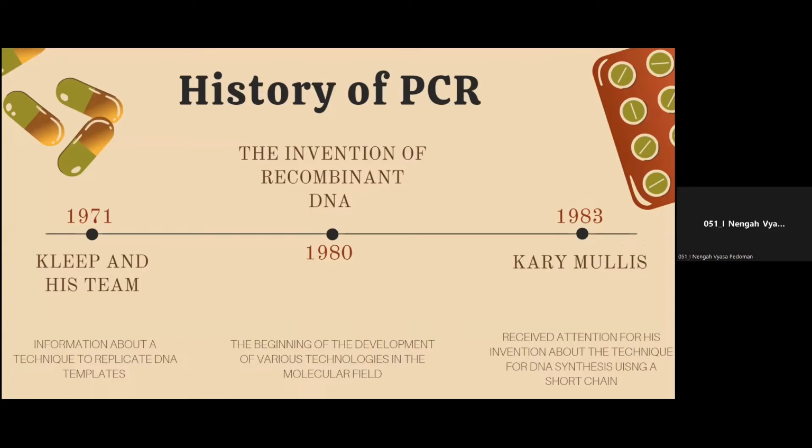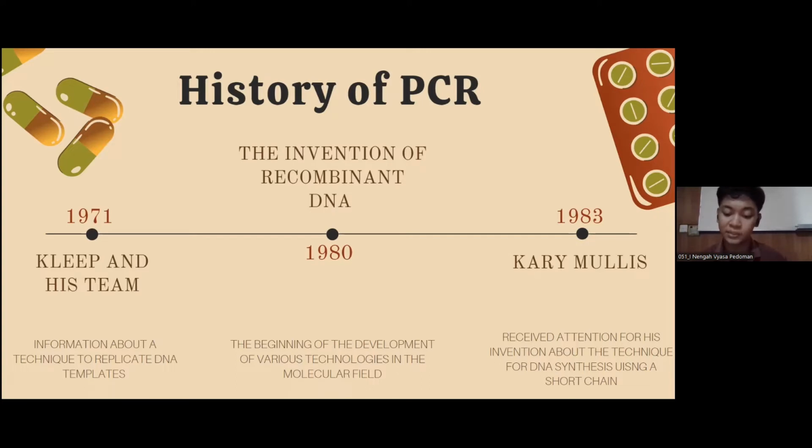Okay, so my name is Vyasa and my last three digits are 051. I will give a short explanation about the history of PCR. The beginning of the invention of the PCR technique was the invention of recombinant DNA technology in 1980. This discovery was the beginning of the development of various technologies in the molecular field. Recombinant DNA technology requires a relatively large number of pure DNA samples, and obtaining them is often very difficult, especially if you have to be in contact with humans.